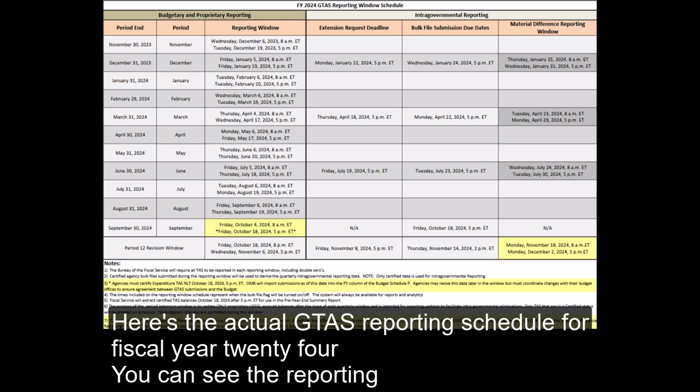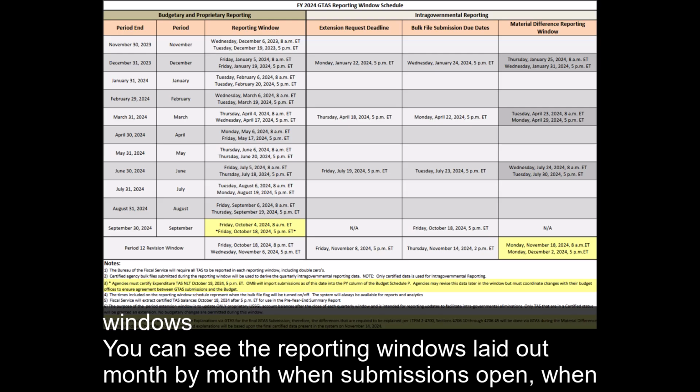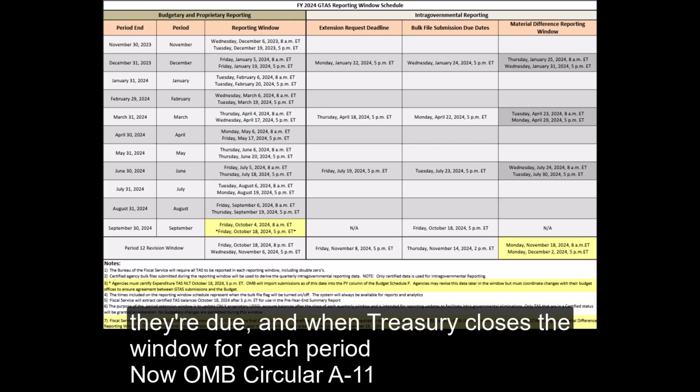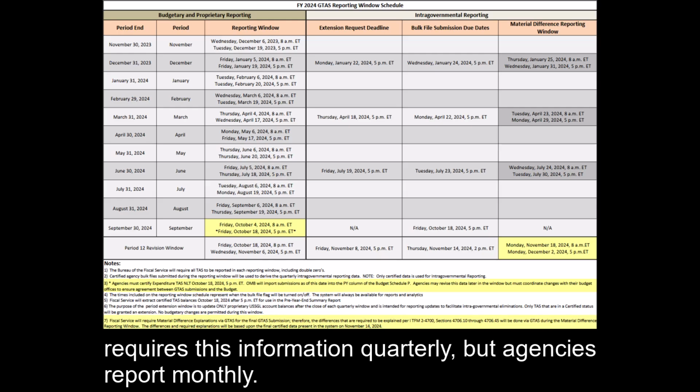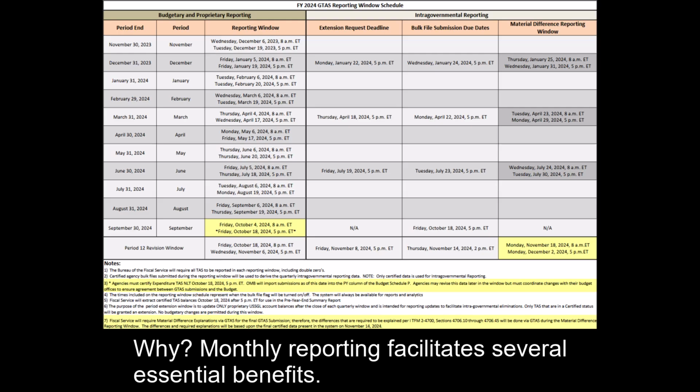Here's the actual GTAS reporting schedule for fiscal year 24. You can see the reporting windows laid out month by month, when submissions open, when they're due, and when Treasury closes the window for each period. Now, OMB Circular A-11 requires this information quarterly, but agencies report monthly. Why? Monthly reporting facilitates several essential benefits.